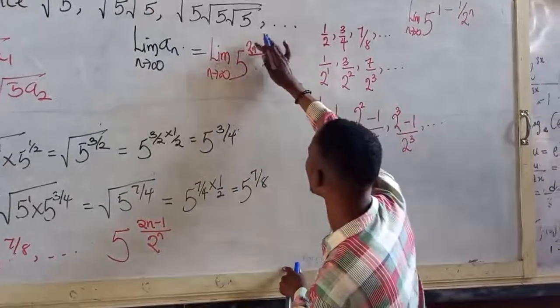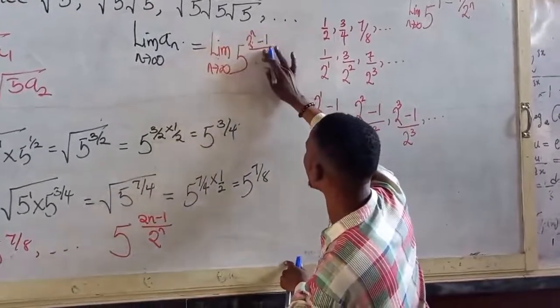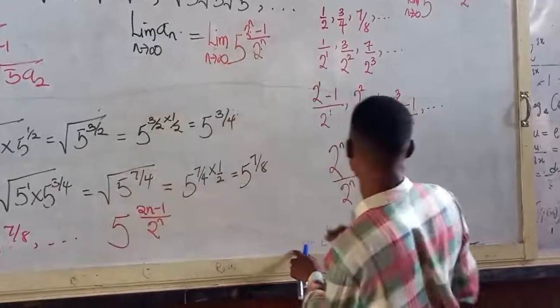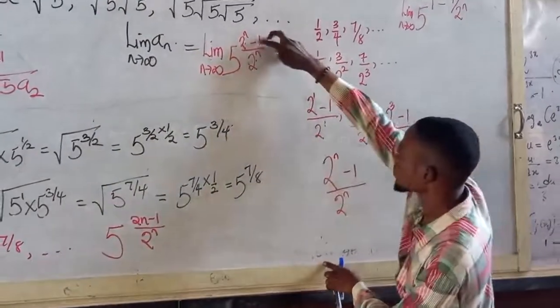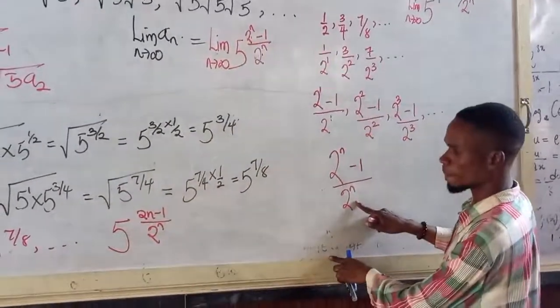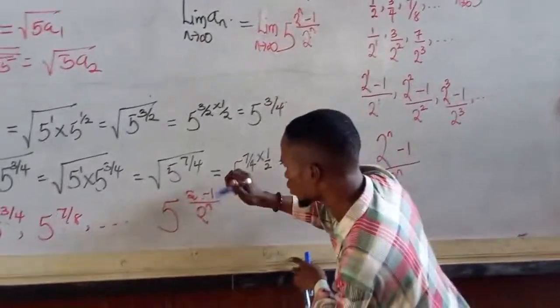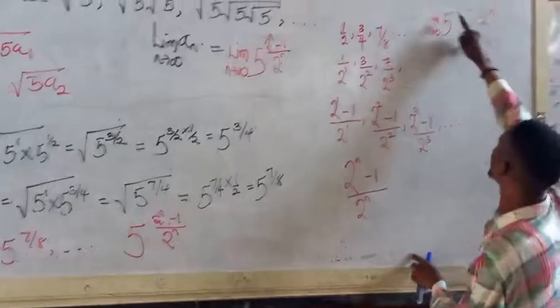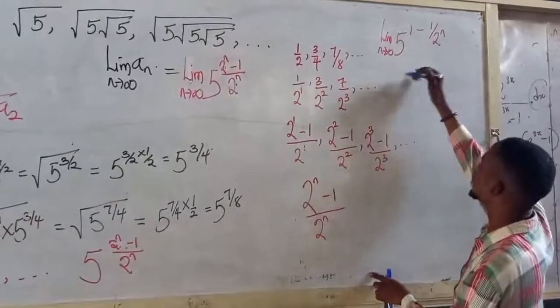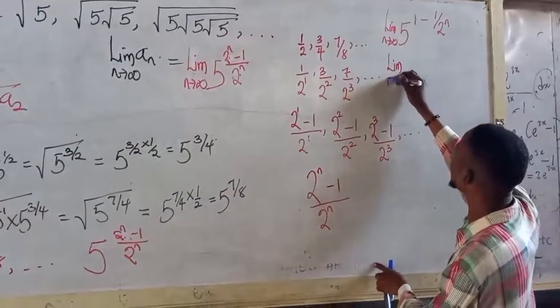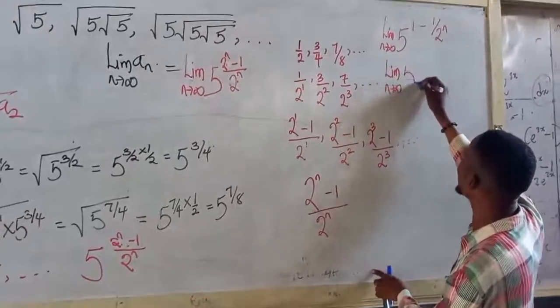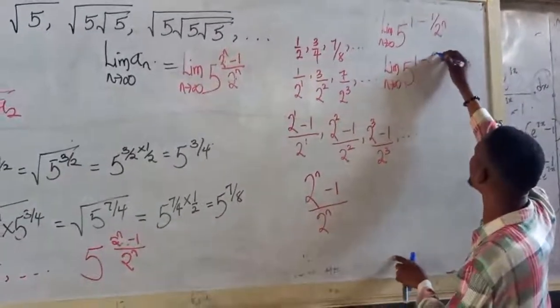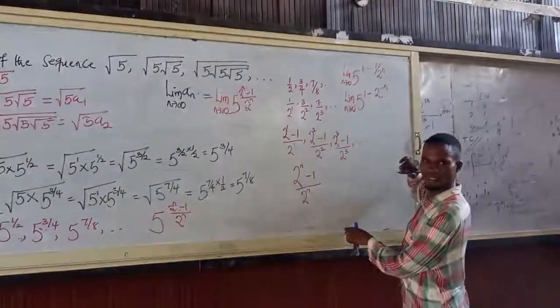This is 2 raised to the power n minus 1, and this is 2 raised to the power n. So 2 raised to the power n minus 1 over 2 raised to the power n. Now, this is 1 minus 1 over 2 raised to the power n, which can be written as the limit as n tends to infinity of 5 raised to the power 1 minus 2 raised to the power minus n.